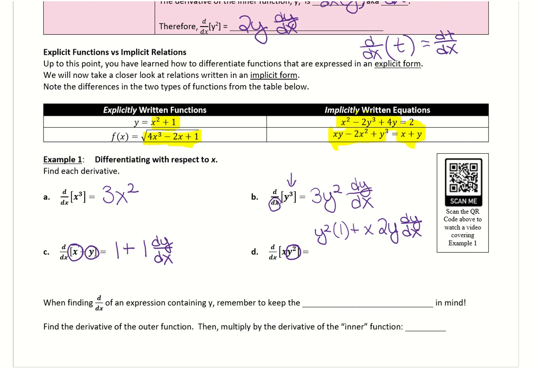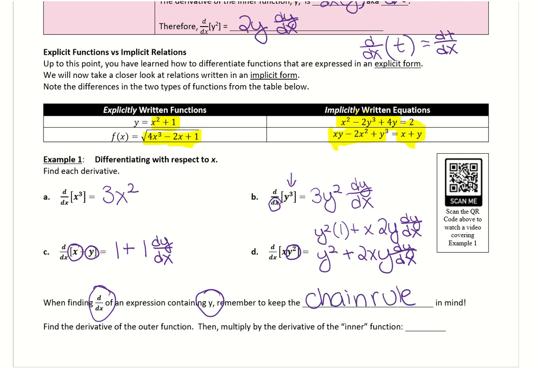I don't know why I wrote that so high up. Oh, because underneath I want to rewrite that as y squared plus 2xy dy dx. There we go. So again, when finding d dx of an expression containing y, think about the chain rule.